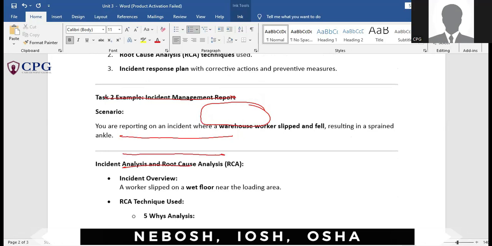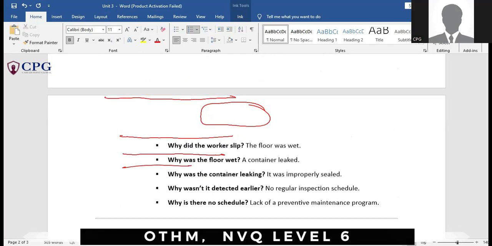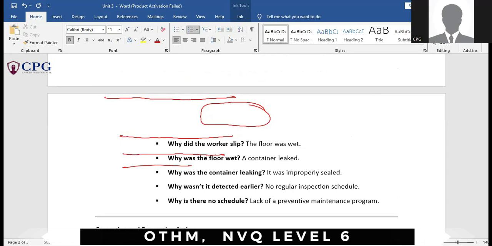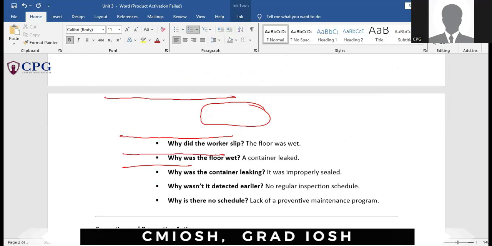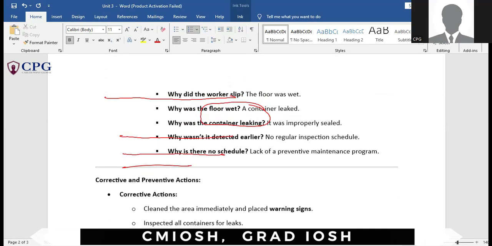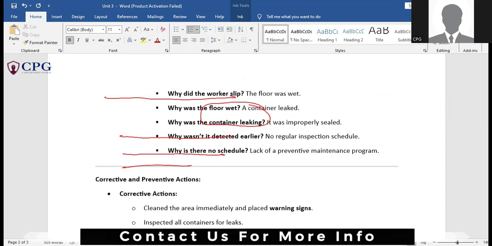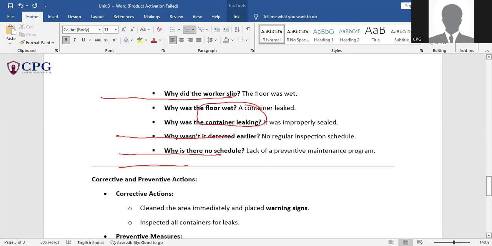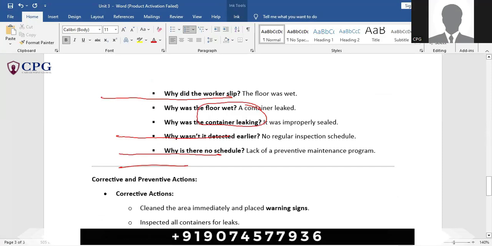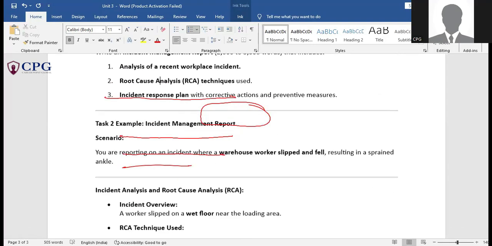Why did the worker slip? Why was the floor wet? Why was the container leaking? Why wasn't it detected earlier? Why is there no schedule for preventive maintenance, etc.? So these are the 5 Why methods you can apply based upon the incident that has happened in your company. Then the root cause analysis, and then the corrective actions that have been taken.